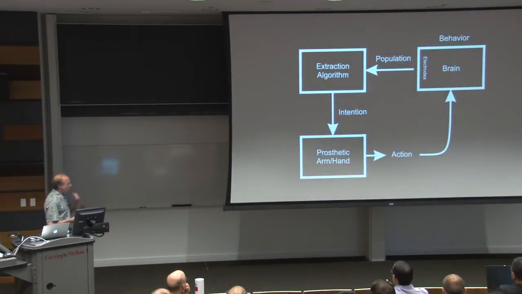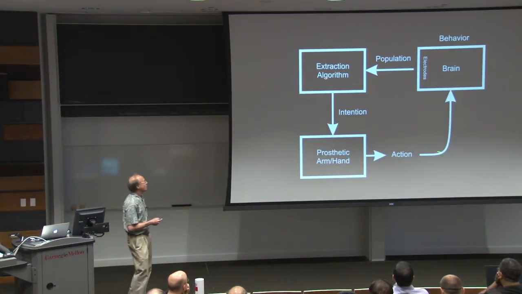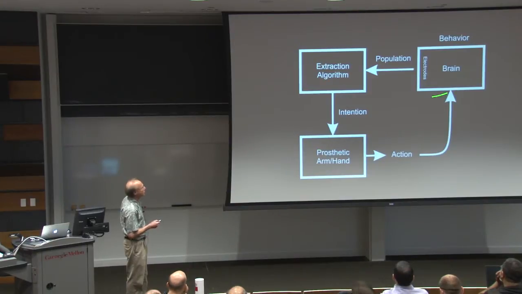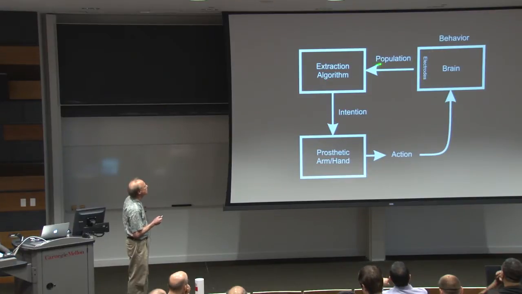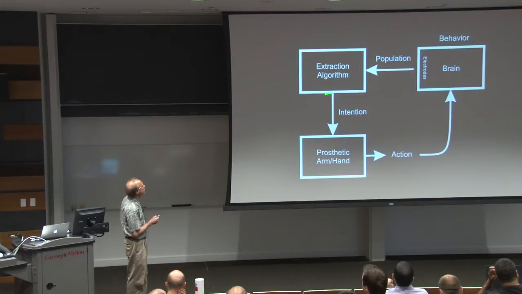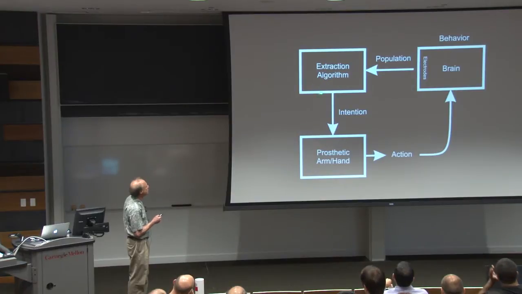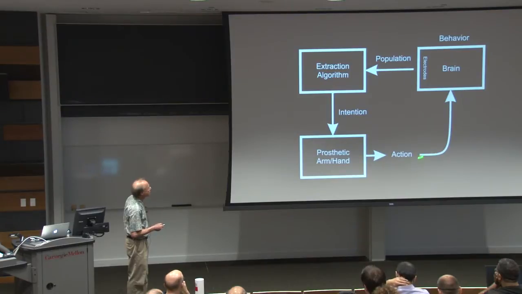All right, so just to give you a little bit of an idea of what's under the hood here, think about this as an engineering diagram, where you have the brain in a black box. The brain generates behavior. We want to capture that behavior. We do that by recording neural activity as a population. That population goes through our extraction algorithm, and we're trying to extract trajectory from that. We get an estimate of that trajectory. We call that what we think is the monkey's intended movement. We express that by moving the arm and hand. That results in an action that the animal can actually see. And this is a closed-loop feedback.